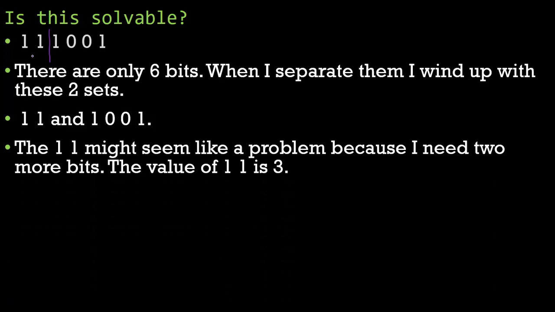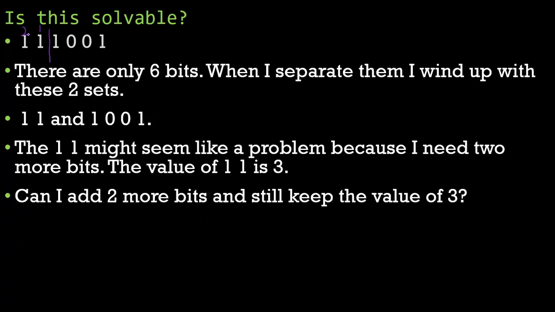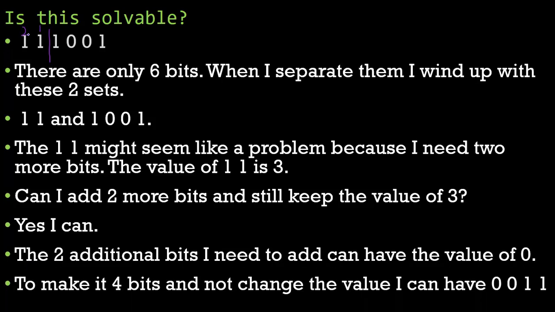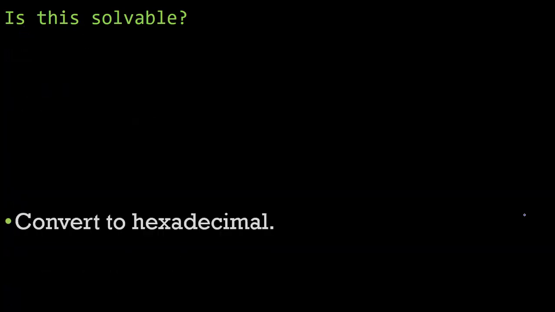The 1, 1 might seem like a problem because I need 2 more bits. The value of 1, 1 is 3. If I start here, 1, 2, 1 plus 2 is 3. Can I add 2 more bits and still keep the value of 3? Yes, I can. The 2 additional bits I need to add can have the value of 0. To make it 4 bits and not change the value, I can have 0, 0, 1, 1. So I still have the value of 3, but by adding a couple zeros, I get my required number of bits and I did not change the value. So we can solve it.